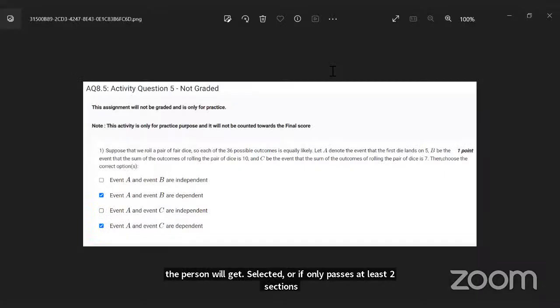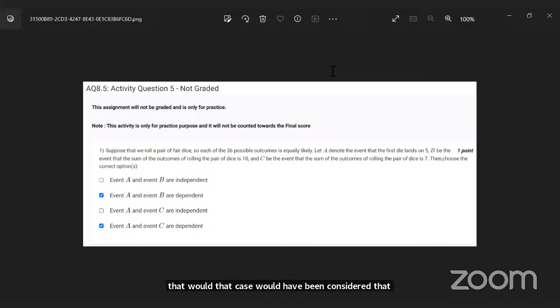Ma'am, the last question we did, the way they framed that question was a bit confusing. If they had stated that the person will get selected if and only if he passes at least 2 sections, then that case would have been considered: S1, S2, or S1, S3.